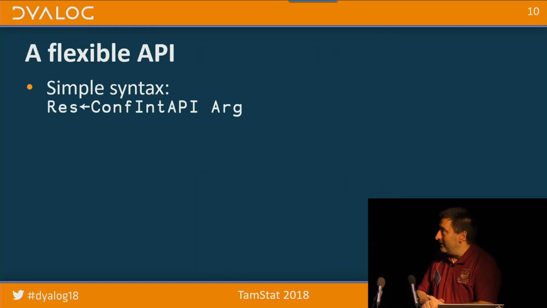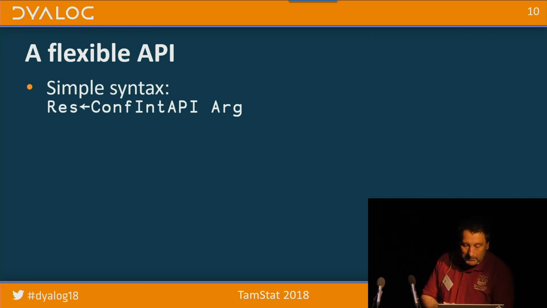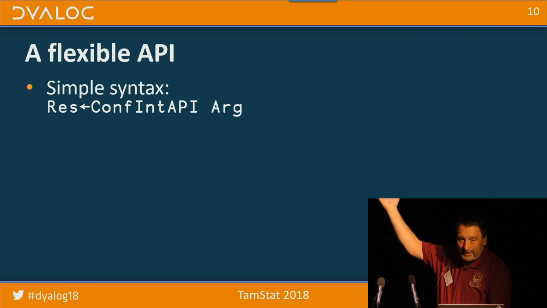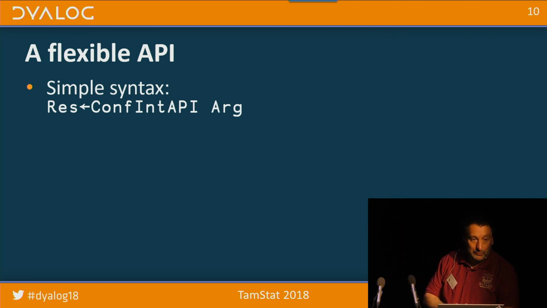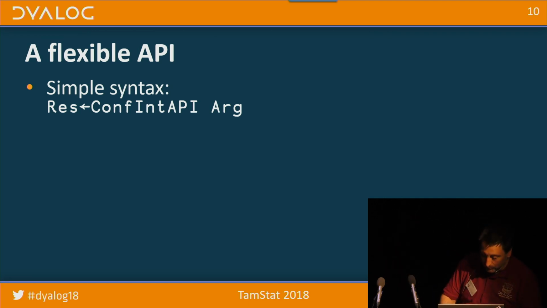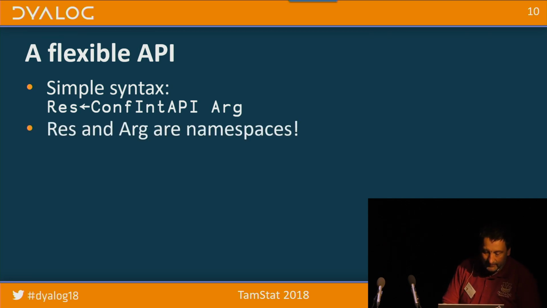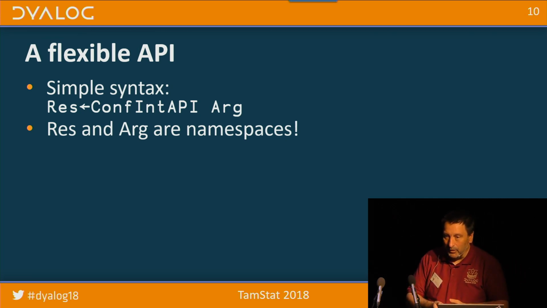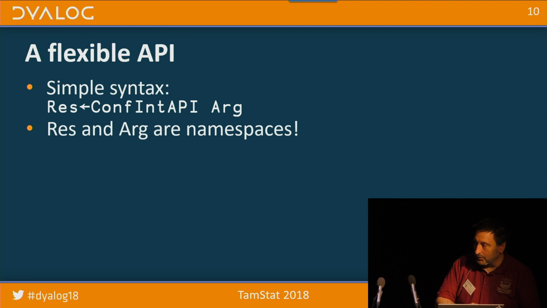So how do you design an API? Ultimately, we ended up with something very simple. You call an API like, for example, the confidence interval wizard API. Well, we've abbreviated that a bit. You pass an argument to it, and you get a result. And the result, as well as the argument, are namespaces, because we found that's the most flexible way that we can think of in order to pass data or to exchange data between the different layers that we have.